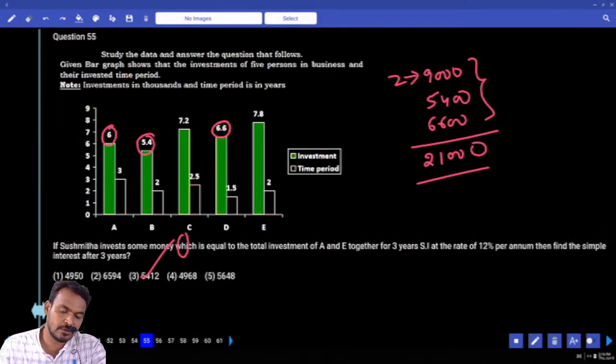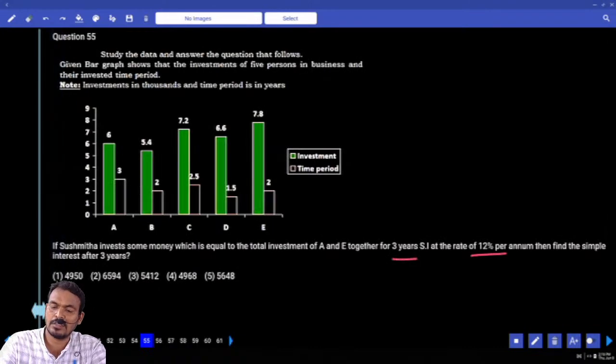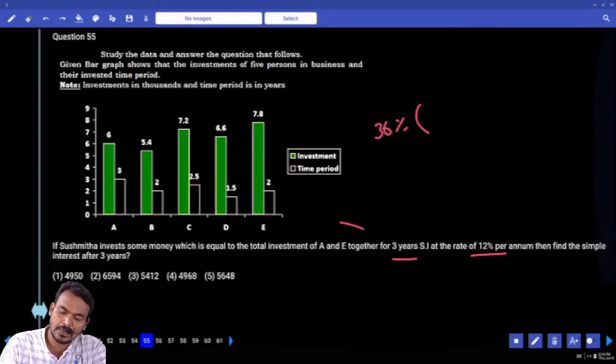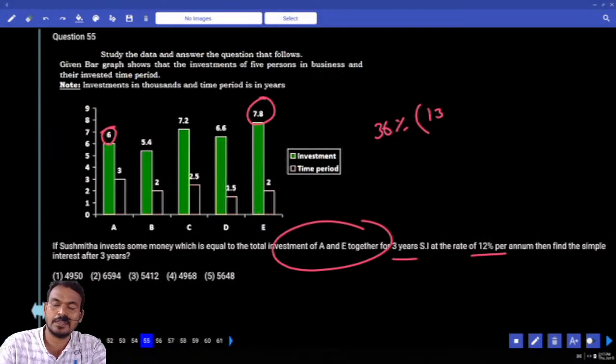Next question number 55. If Susmita invested some money which is equal to the total investment of A and D together for 3 years at simple interest 12% per annum, then find the simple interest after 3 years. 12% for 3 years. What is the simple interest? 36% of A and D together investment. What is the A investment? 6. What is the E investment? 7.8. Total it is 13.8.